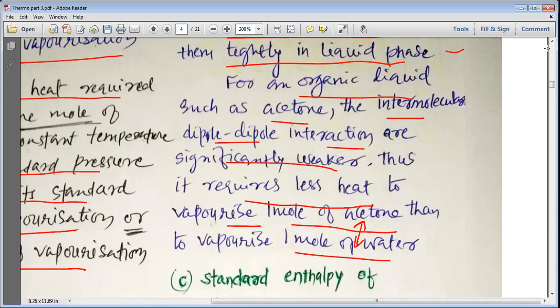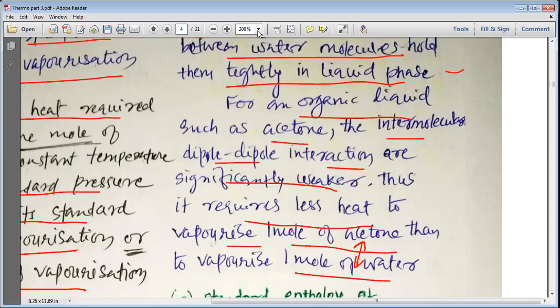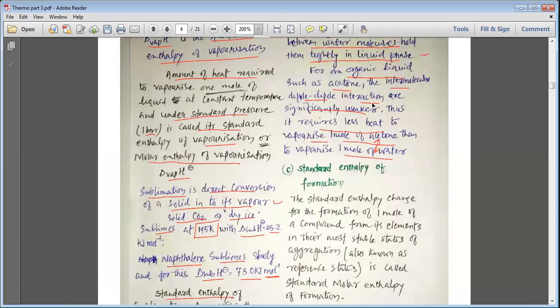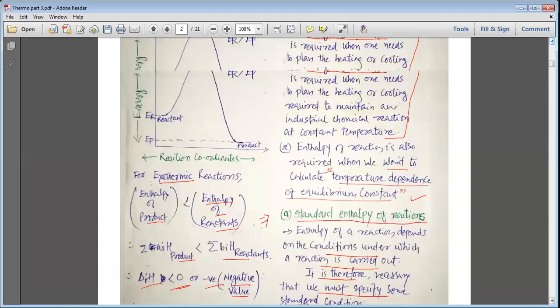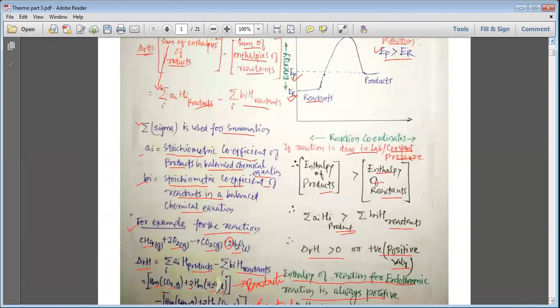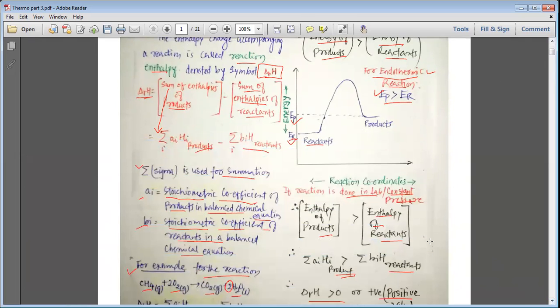So this is how, my dear students, we understand the various enthalpy changes. In today's class, my dear students, we have studied the various important terms related to enthalpy changes. We started studying the enthalpy of reactions, known as the reaction enthalpy. That is, the enthalpy change accompanying a reaction is called the reaction enthalpy. We calculate it using the formula delta H products minus delta H reactants.